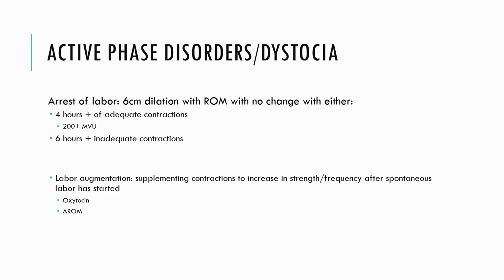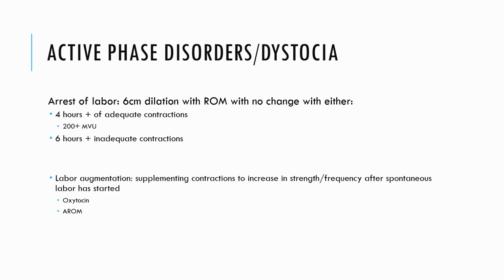Our next type of dystocia that we're going to talk about would be arrest of labor. Okay, so this would be an active phase because we're in that active phase of labor. We're at least 6 centimeters dilated. Okay, but now we're not changing. So arrest of labor is defined as we're at least dilated to 6 centimeters, our water's been broke, and we've had no change in our cervix, and it's continued this way either for 4 more hours with adequate contractions or 6 or more hours with inadequate contractions.